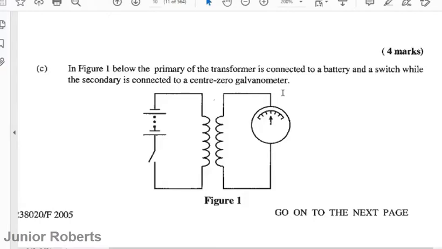This, with the circular part, is the galvanometer. Let me show you the instruments. First of all, the transformer is this unit right here. This complete thing is the transformer, excluding this and this and this. Do you follow? So let me actually do a sketch of it.